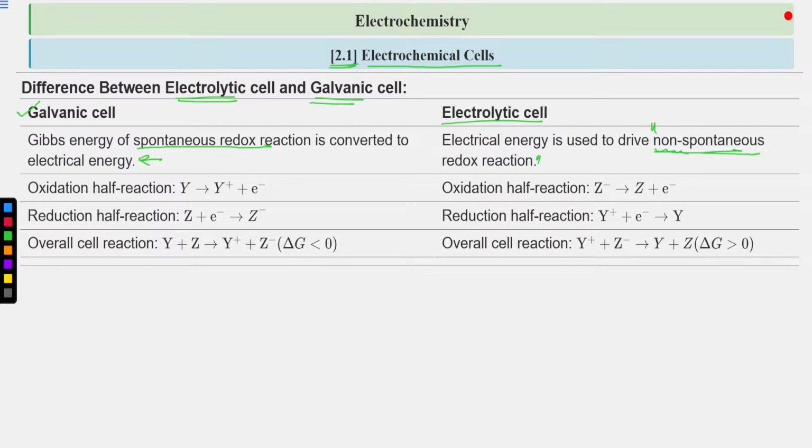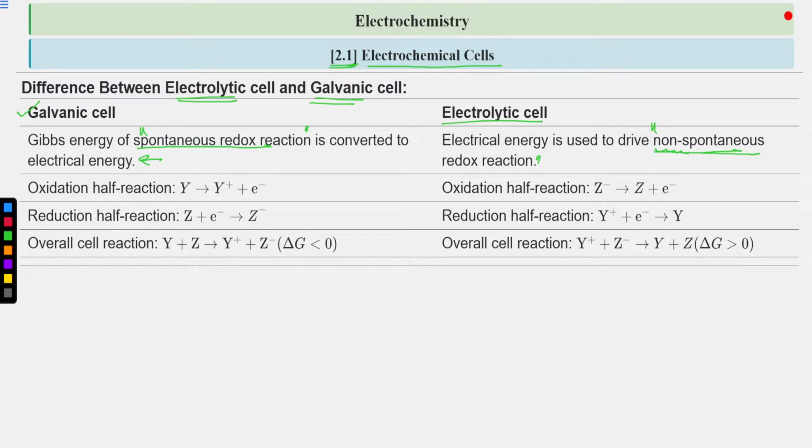Now how can you define spontaneous and non-spontaneous reactions? You can talk about the Gibbs energy here. If for a reaction the Gibbs energy is less than 0, that is considered a spontaneous reaction. That means the reaction can happen spontaneously without any external effort. And a non-spontaneous redox reaction is a reaction whose delta G is greater than 0, whose Gibbs free energy is greater than 0.